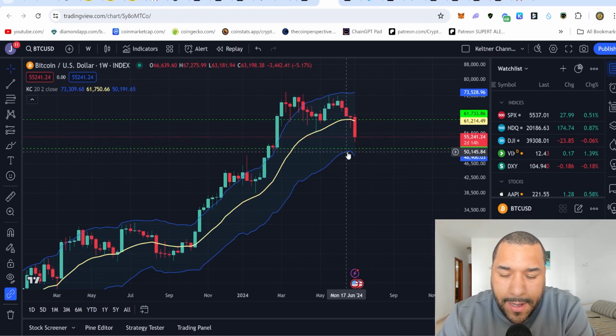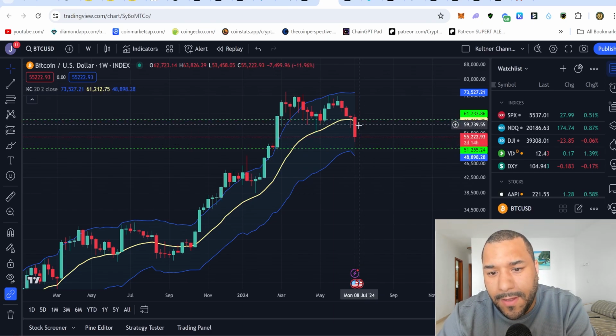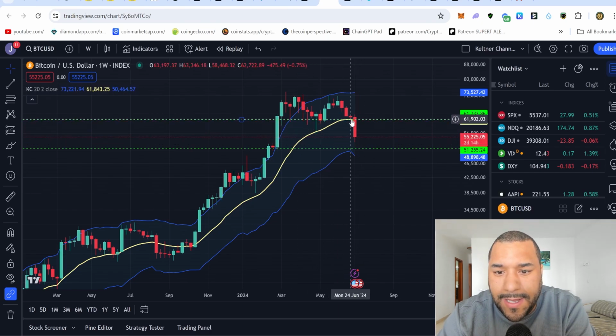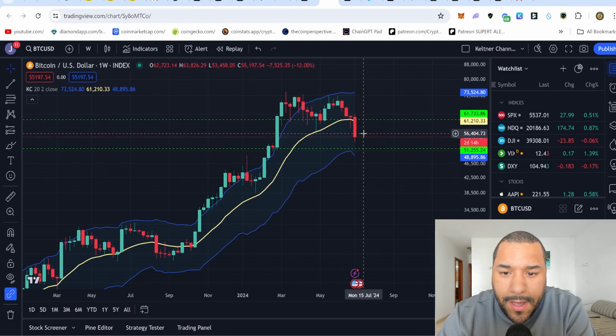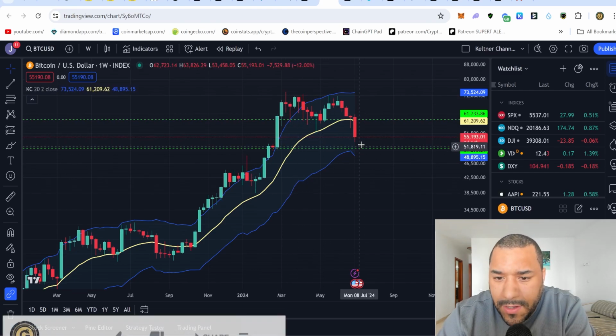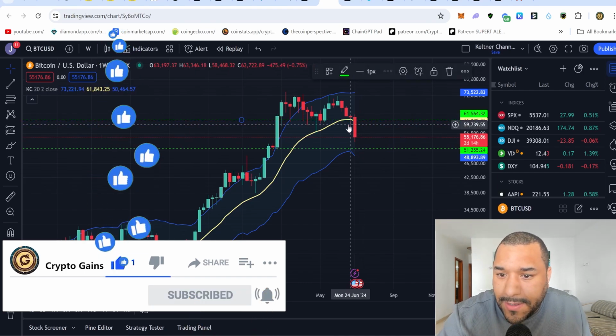But I think we could see a short rally upwards. I think it's going to come up to this yellow line and test this yellow line in the middle of the Keltner channel, right? This is the Keltner channel, and this just looks for trend reversals. So if it does, I would expect it to come up to this green line if we see a rally after this.